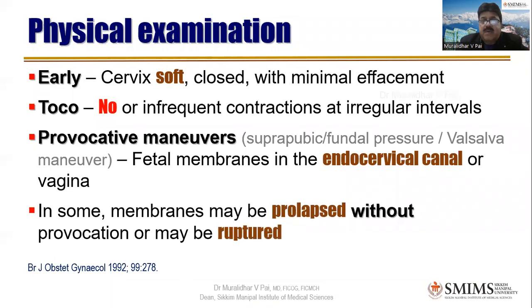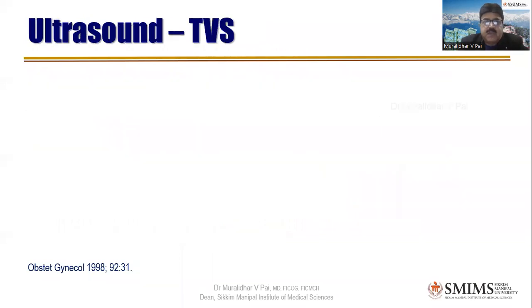In some, membranes may be prolapsed without provocation or may be ruptured also. So that is also to be kept in mind. When you put a speculum itself, you can see the membranes bulging. That's actually a very late case of cervical insufficiency.